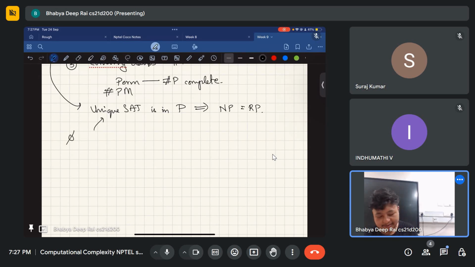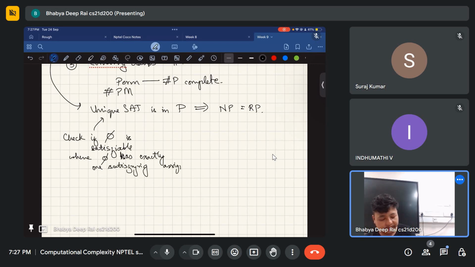Unique SAT: check whether a formula phi is satisfiable, where phi has exactly one satisfying assignment if satisfiable.